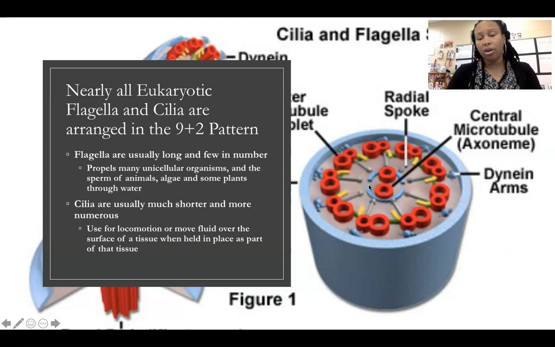Cilia and flagella are organelles that are used for movement, and the difference is the length and the way that they move. Your flagella are usually longer, few in number. Like if you think of the human sperm cell, there's only 1 flagellum. Some bacteria will have 2 flagella, but they're usually longer and few in number, and they move like a snake.